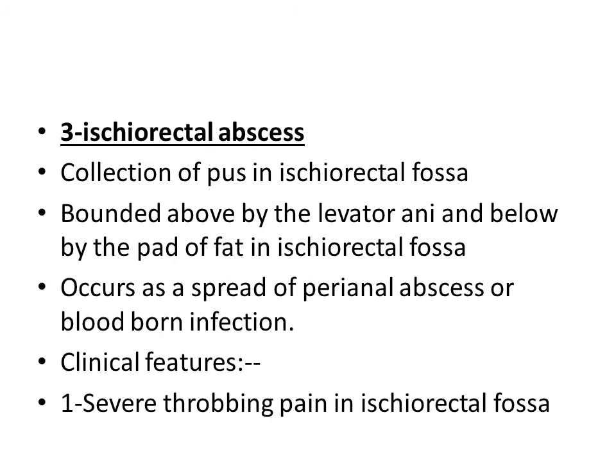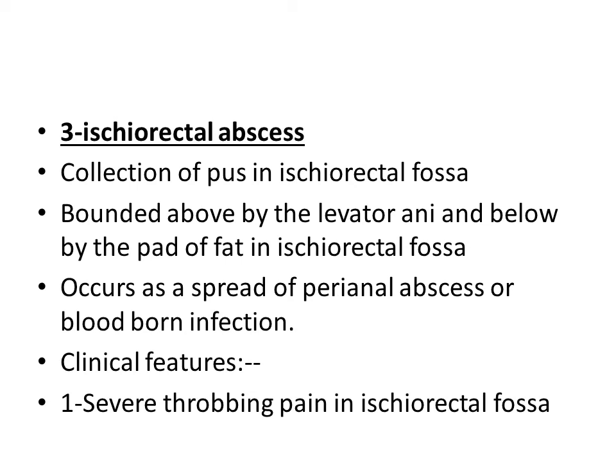Ischiorectal abscess. This is collection of pus in the ischiorectal fossa. It is bounded above by the levator ani and below by the pad of fat in ischiorectal fossa. It occurs as a spread of the perianal abscess, or sometimes it can be blood-borne infection in the people who are more prone to infection, such as the diabetic patients, the immunocompromised, patients on steroids, patients with malignancy, and sometimes the AIDS patients as well.